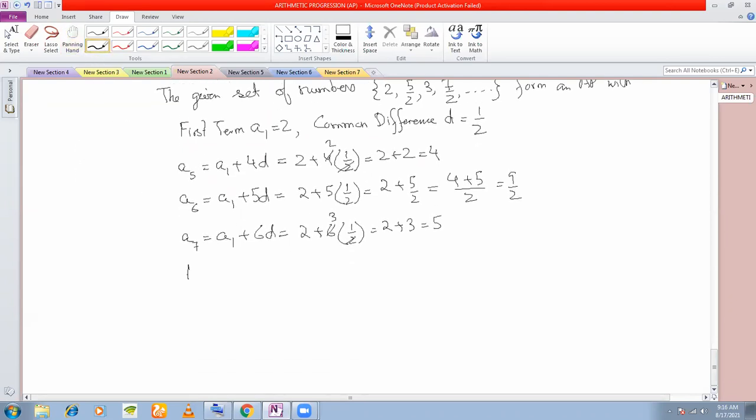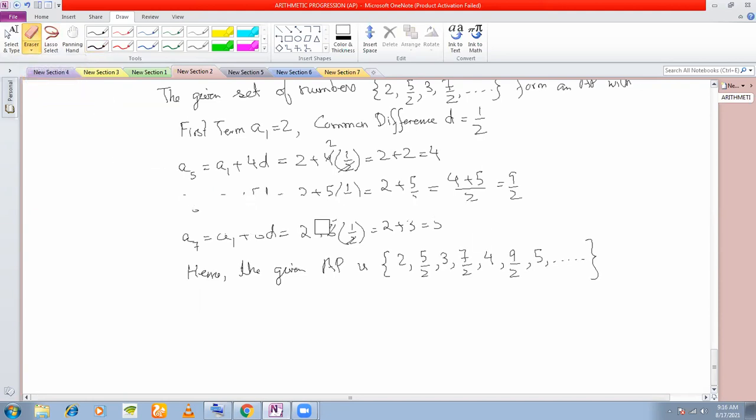Hence the given AP is 2. Write down the first four terms as they are. After 7 by 2, we have found out the fifth term, 4. The next term is 9 by 2. And the next term is 5, and so on. Okay. So that's it. Let's see the next one.